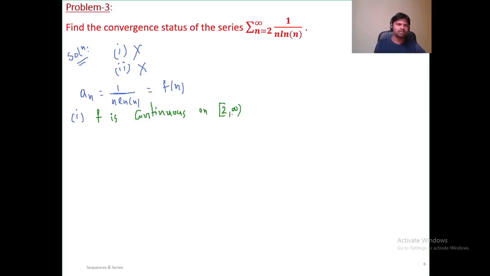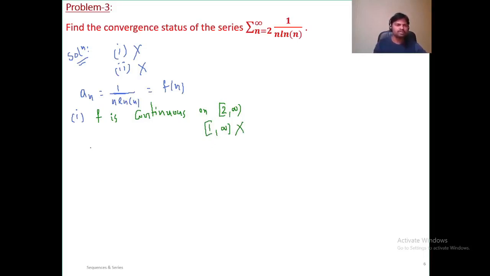You substitute any number in this interval, this function is well defined. If I substitute n is equal to 1, ln 1 is 0, and 1 by 0 is undefined. That's why I am writing 2 to infinity. At 1 it is not well defined. So if you take the interval 1 to infinity, in this interval the function is not continuous, because at 1 the function value is infinity. That's why the series is running from 2 to infinity. Therefore I have to take only the interval 2 to infinity. The function is continuous on this interval.